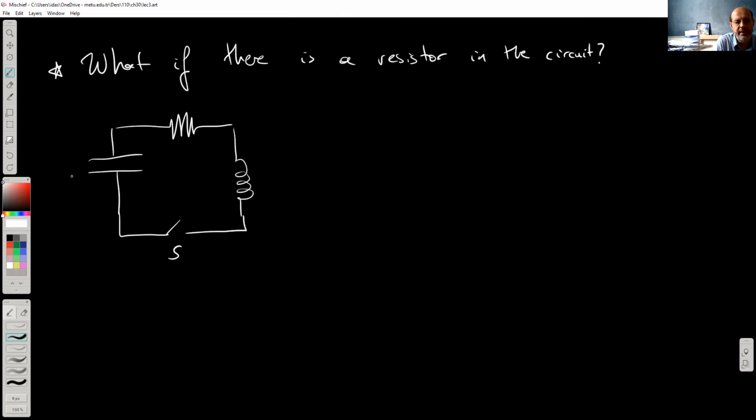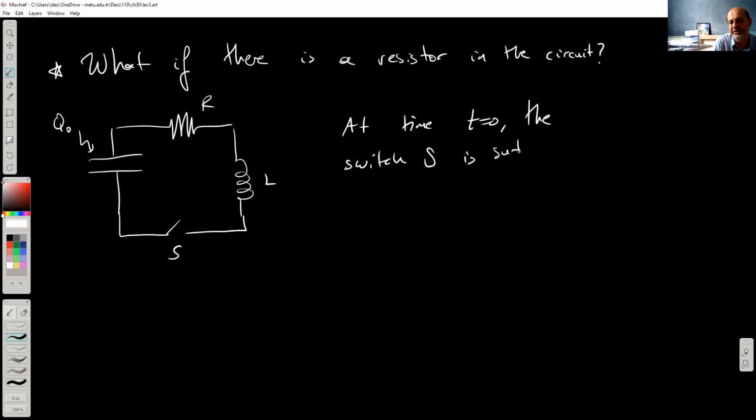Okay, so let's say it like this. This is the situation in here, and this is the inductor. So at time t equals 0, the switch S is suddenly closed. Okay, so the question is, what happens next?